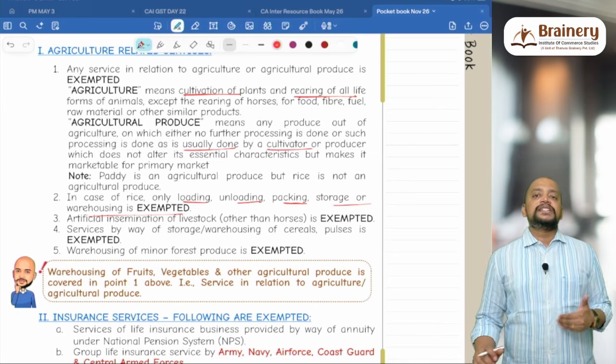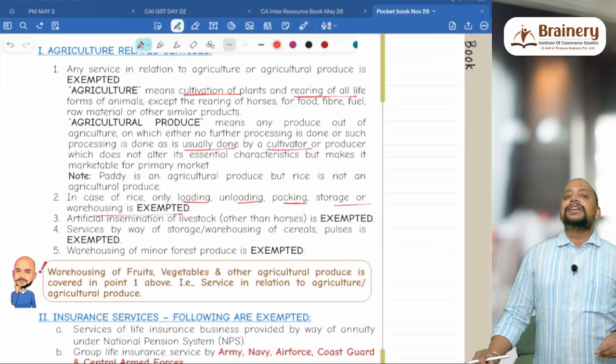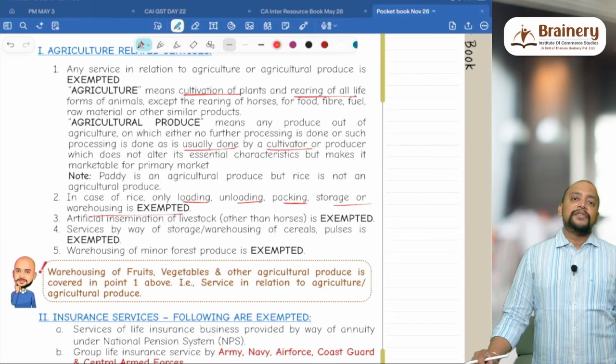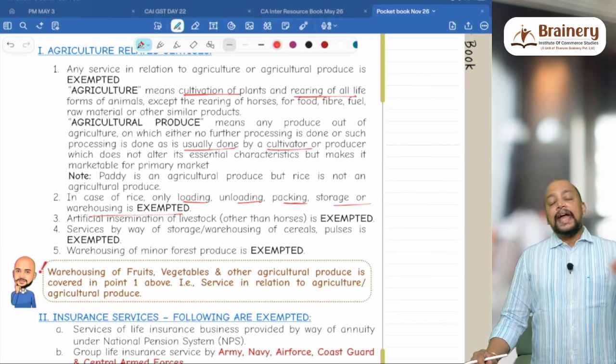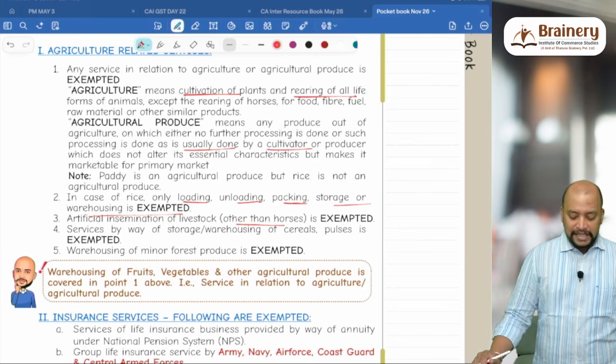Then artificial insemination of livestock excluding horses. Even in the case of agriculture, we have rearing of all life forms of animals, but for this one, horses are excluded. Therefore artificial insemination of livestock other than horses is exempted.